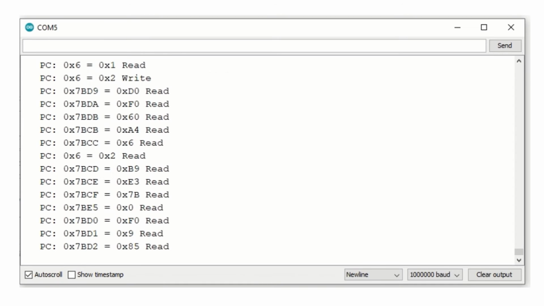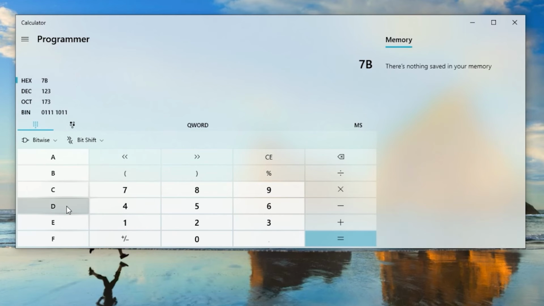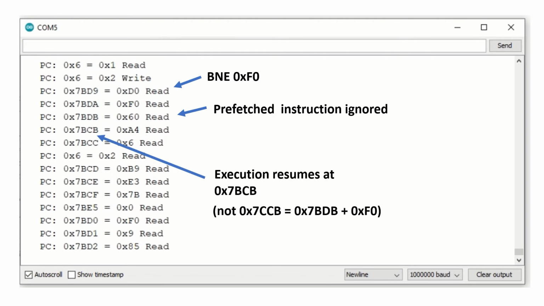So far so good, but let's look at this example of BNE F0. The next instruction's fetched, but it's ignored. That next instruction is actually 60, which is return from subroutine. So if it had been executed, I would have seen a whole lot of stack activity. Instead, execution resumes at 7BCB. But wait a second, if I pull out my calculator, I see that 7BDB plus F0 equals 7CCB, not the 7BCB that I see in the code. So what's going on?